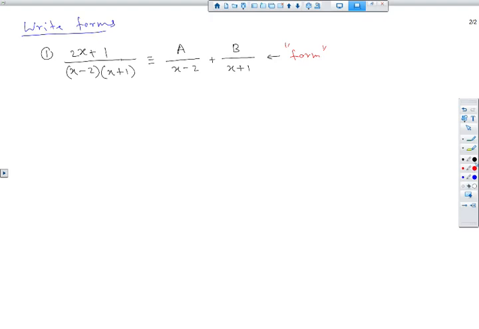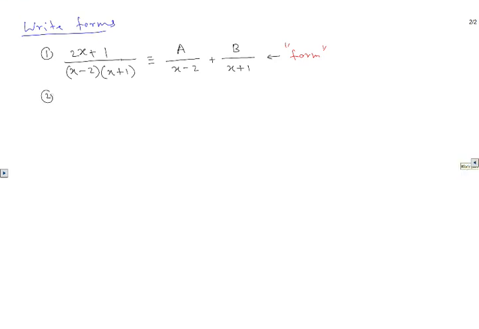Let's look at another problem. How about this one? Let's say we have (x squared + x - 5) over (x - 1)(x + 2)(x - 3). Also, we use the identity sign. It's not equal, they are identically equal. Identically equal means they are exactly the same on the two sides.